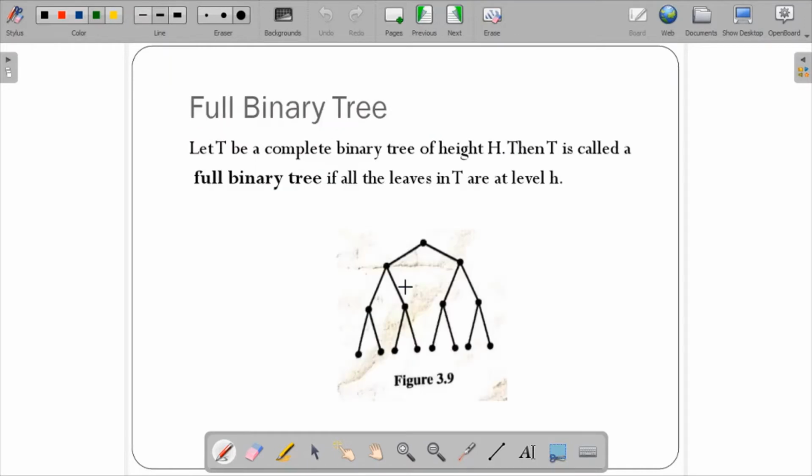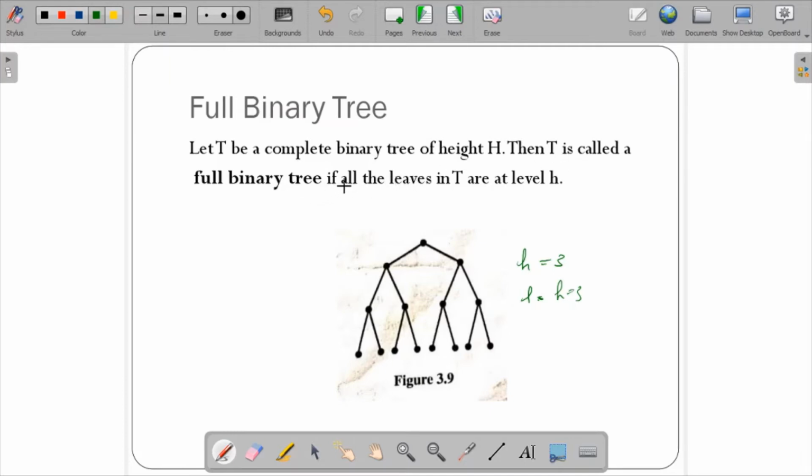Now what do you mean by a fully binary tree? It is nothing but where all the leaf nodes have the height H. So if you see here, the height is 3 and all the leaf nodes are having the height H itself. So let T be a complete binary tree of height H, then T is called a fully binary tree if all the leaves in T are at level H.